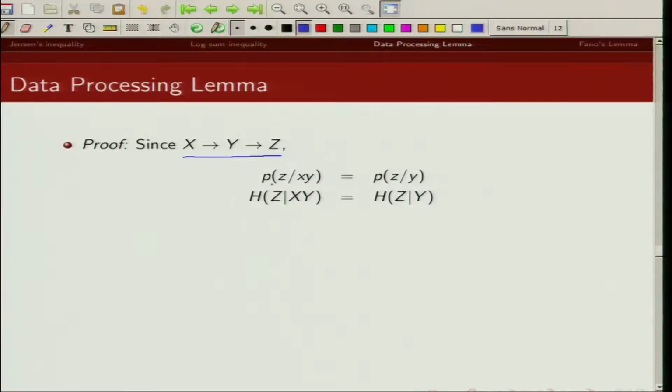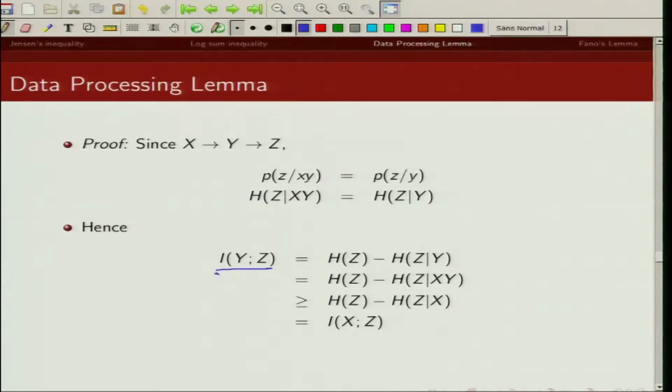So, probability of z given x, y will only depend on probability of z given y, because x, y and z form a Markov chain. Or in terms of entropy, we can write uncertainty in z given x, y is the same as uncertainty in z given y. This follows from the point that x, y, z form a Markov chain.